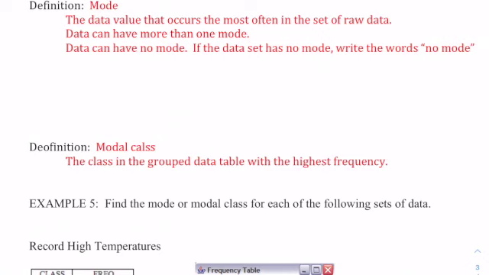The next center we're going to talk about is mode. The definition for mode is the data value that occurs the most often in the set of raw data. Data can have more than one mode. Data can have no mode. If the data set has no mode, please write the words no mode. One other word to keep in mind is modal class. That's the second definition. The modal class means the class in the grouped data table with the highest frequency.